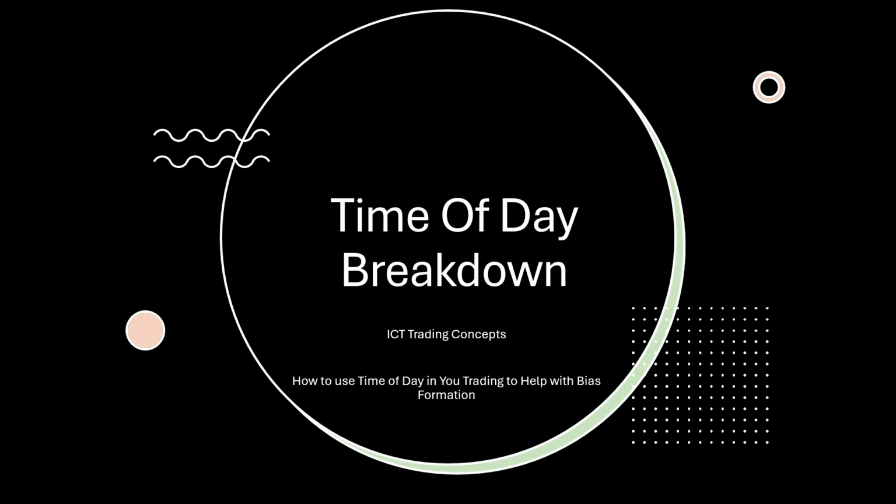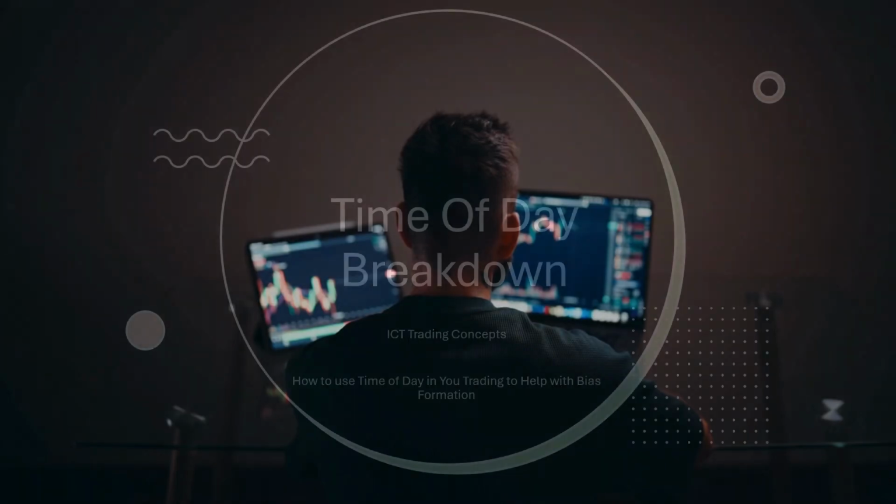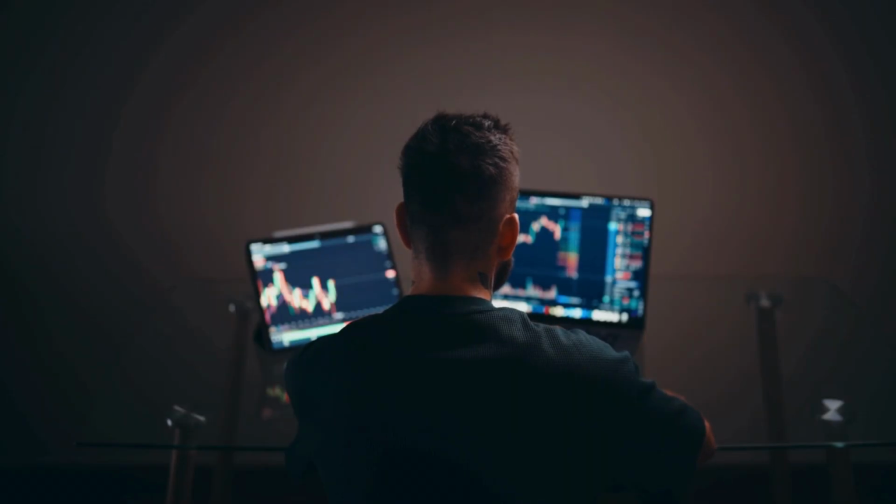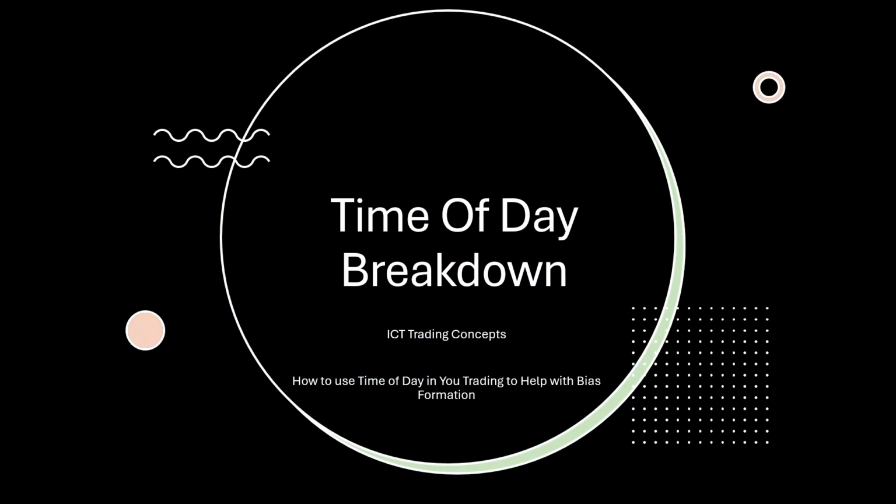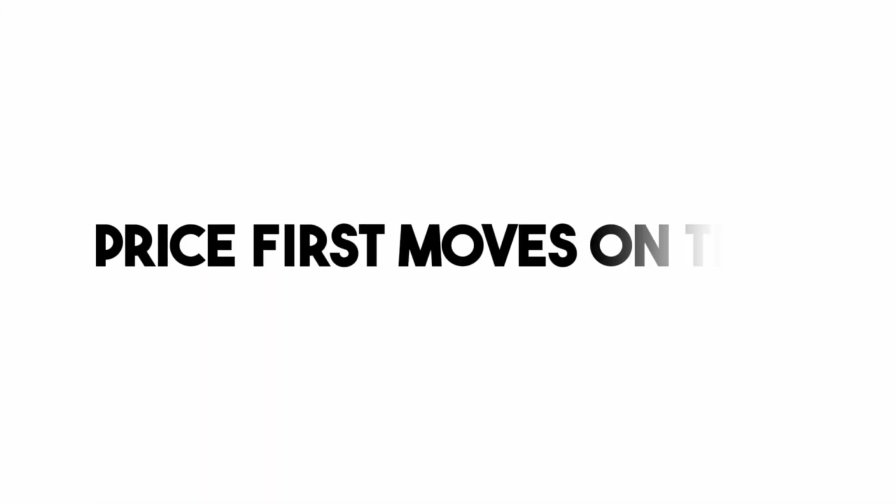This is often the difference in a lot of people's ability to turn around a profit, because they don't understand time of day. They know how to read higher time frame order flow. They know how to develop a bias. They use SMT, they use opening range gaps, they find draw on liquidity, but price is not going to move there unless it's the right time of day. That's why ICT talks about price first moves on time.